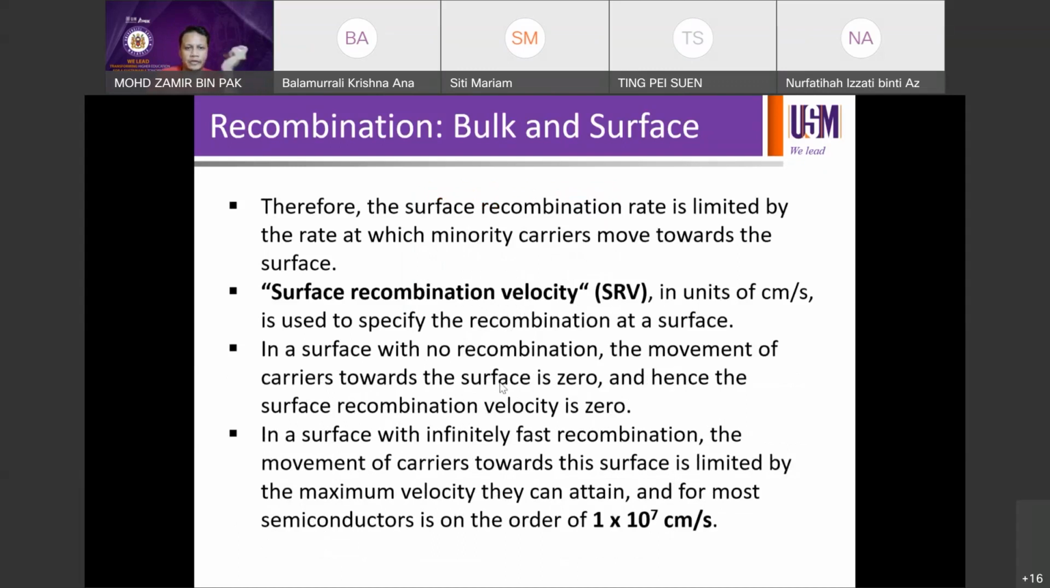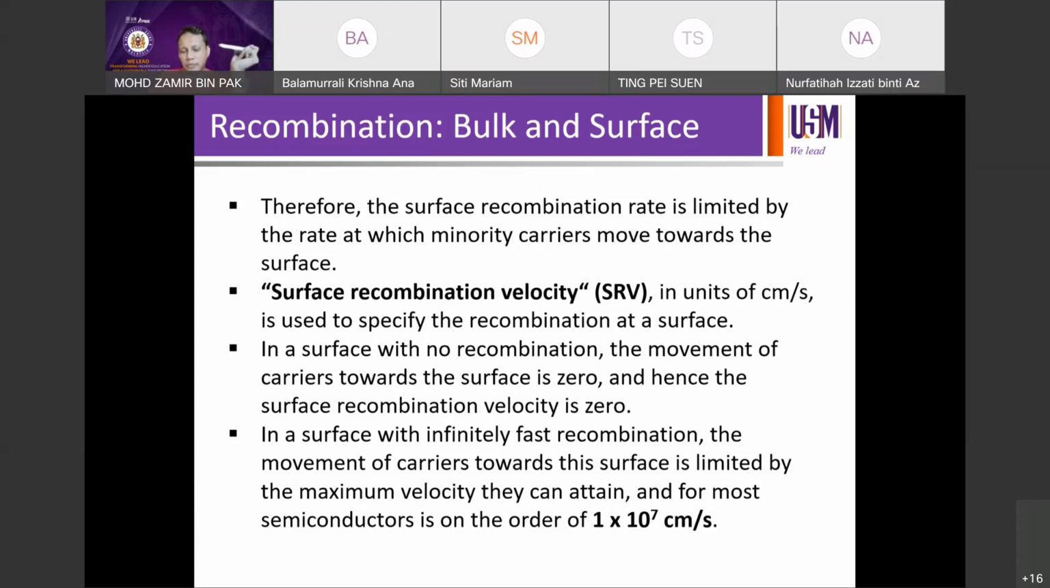Therefore, the surface recombination rate is limited by the rate at which minority carriers move towards the surface. The rate at which the minority carriers move to the surface, the speed, if you like, the velocity, is called surface recombination velocity, in units of centimeter per second, and it's used to specify recombination at the surface. If you want to tell how good or how bad your surface recombination is, you have to look at this SRV, surface recombination velocity.